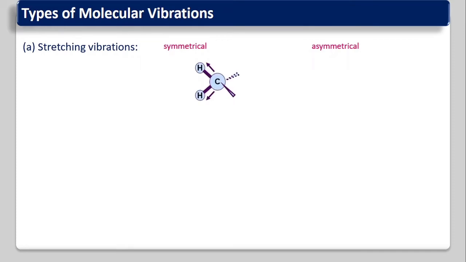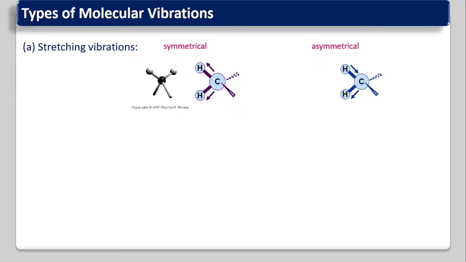This is symmetrical stretching. In symmetrical stretching, all the bonds relax together and contract together. The bond lengths simultaneously contract and simultaneously relax. Those two bonds simultaneously contract, simultaneously relax; simultaneously the bond length decreases, simultaneously it increases. This type of vibration is called symmetrical stretching vibration.